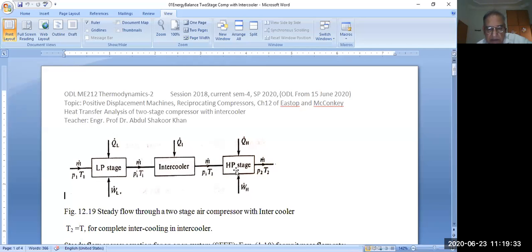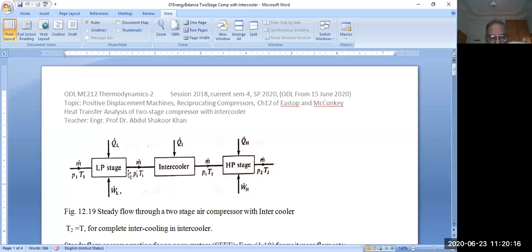LP is the lower stage, HP is the higher stage, low pressure stage, high pressure stage. After low pressure stage, compressed air is hotter at pressure PI, temperature TI, and it enters into intercooler. In intercooler, we circulate cooling water, which takes away heat, and it cools down again to PI and T1, intermediate pressure, temperature reduced to T1, initial temperature. From T1, compressed air enters into high pressure stage, and its temperature increases to T2.